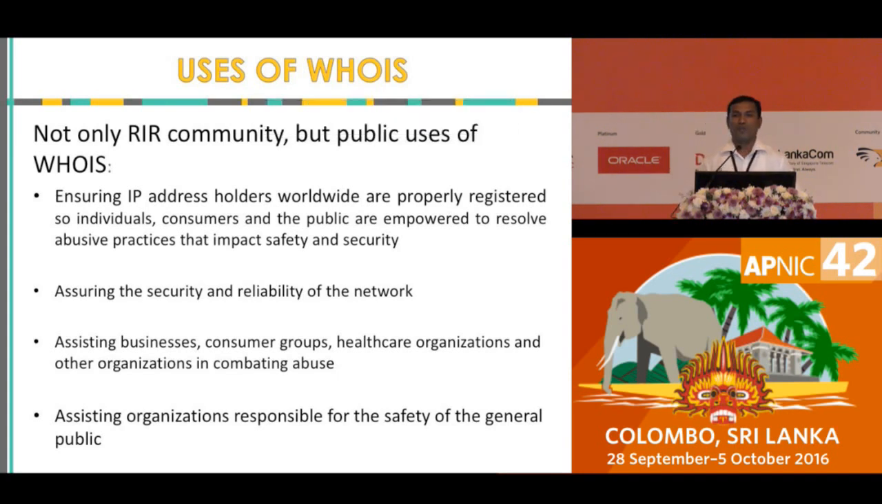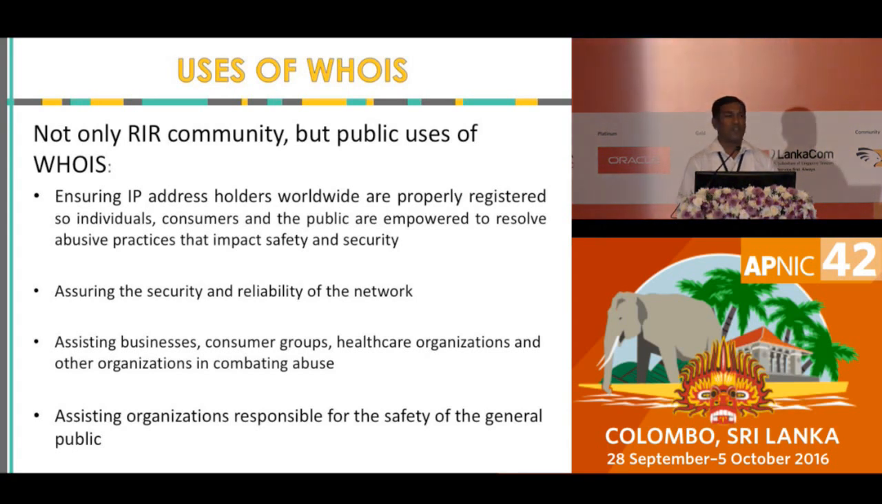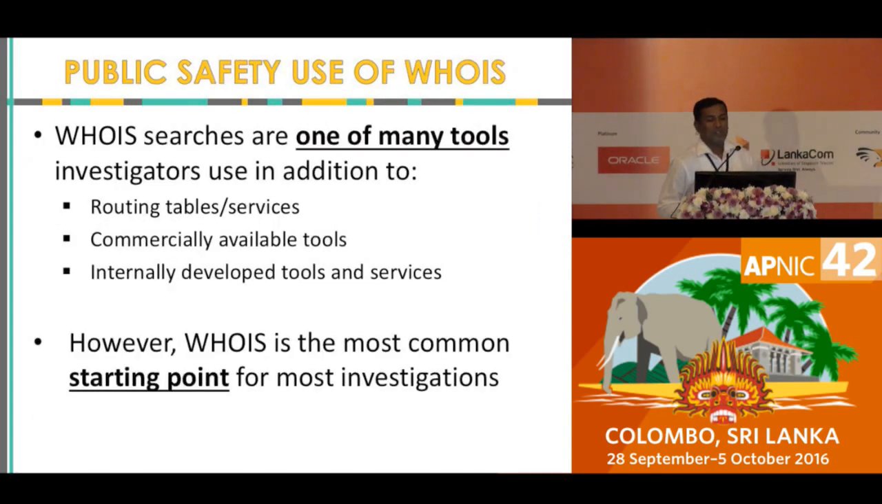Actually, this is where law enforcement comes in to play a major role. You know that not only cyber crimes, we investigate various types of crimes reported from the public. We do that to create a safer environment for the public. Today, the development of technology creates a number of issues in investigating crimes. It's not only cyber crimes, the financial crimes also, in a number of areas that involve the internet and cyber. Next one. Public safety use of Whois is an important topic that we are talking about here now. Whois searches are one of many tools investigators use, in addition to routing table services, commercially available tools, and internally developed tools and services. However, Whois is the most common starting point for most investigations.